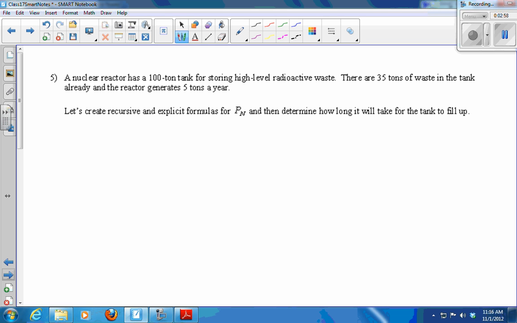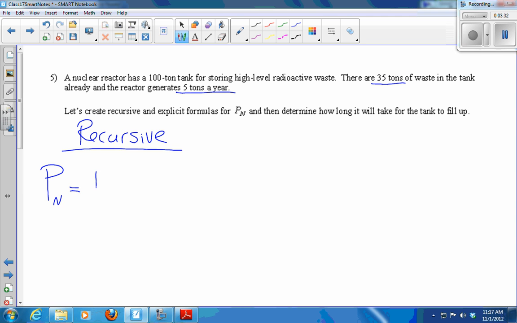So what we need to know is how much we start with and how it grows. 5 tons a year. So we're starting with 35 tons and we grow by 5 tons a year. So for recursive, that's the kind of formula where you know how much you had the year before. You know the previous number in the list. So if I know the previous number in the list, how do I calculate the next one?